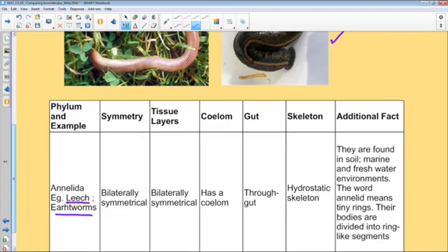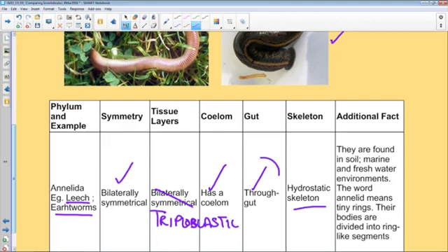Again guys, as I said, these would show bilateral symmetry. The tissue layers, these are triploblastic guys, so they show 3 layers of development. They definitely have a coelom, they have a through gut, and they have a hydrostatic skeleton.